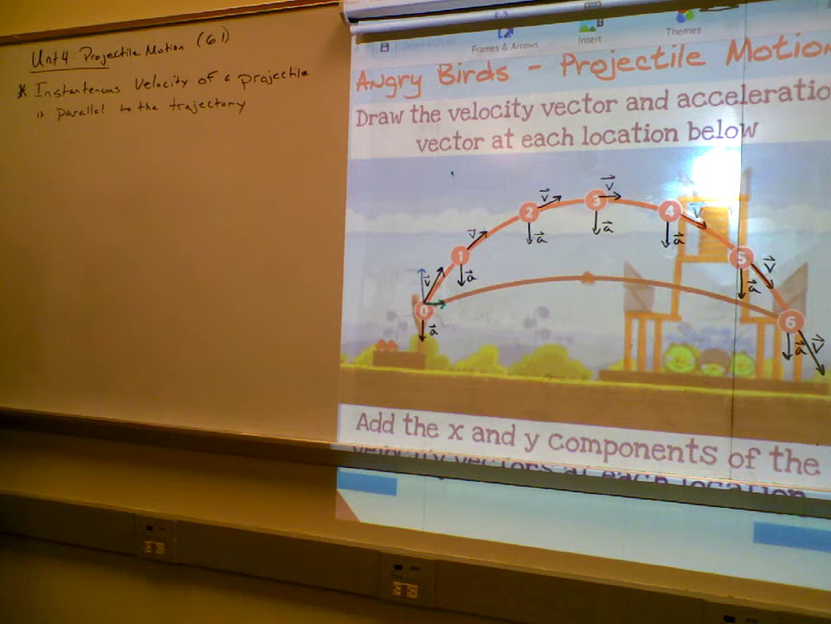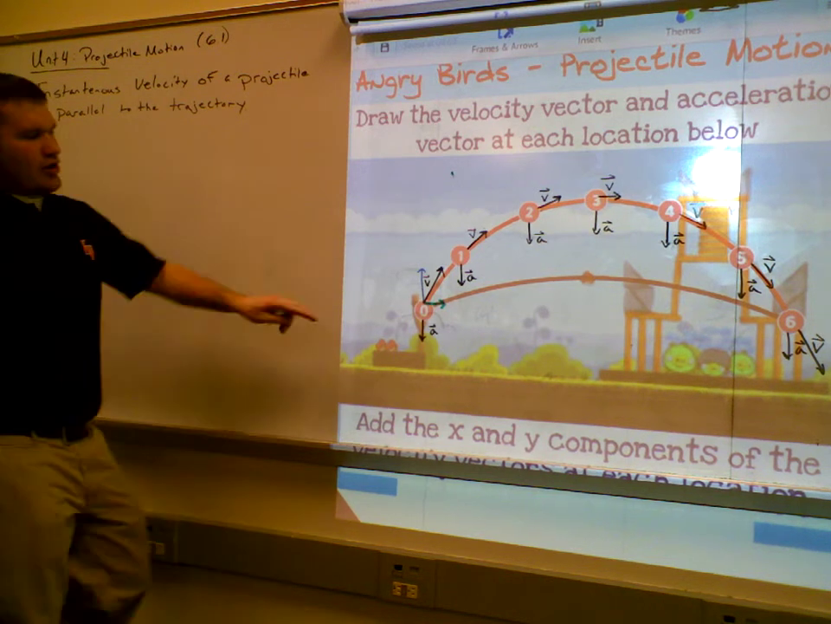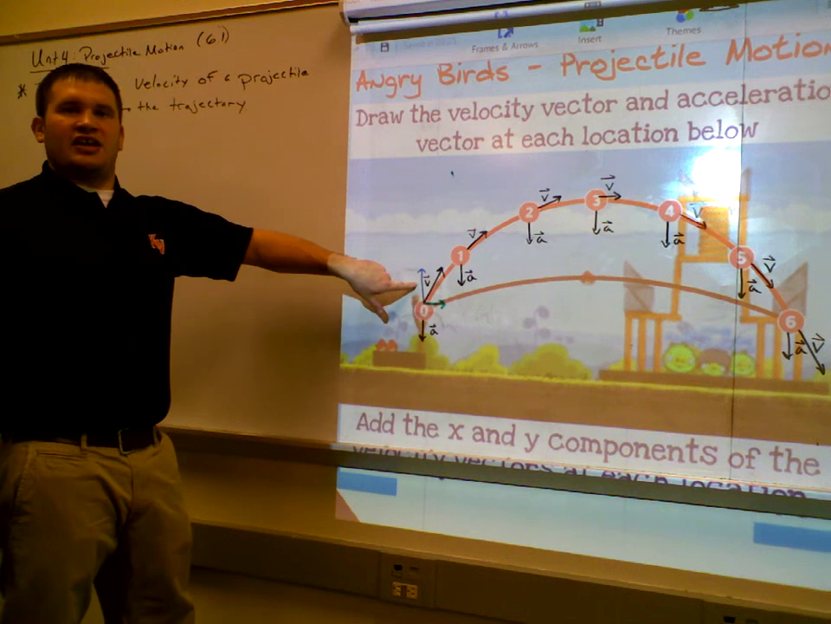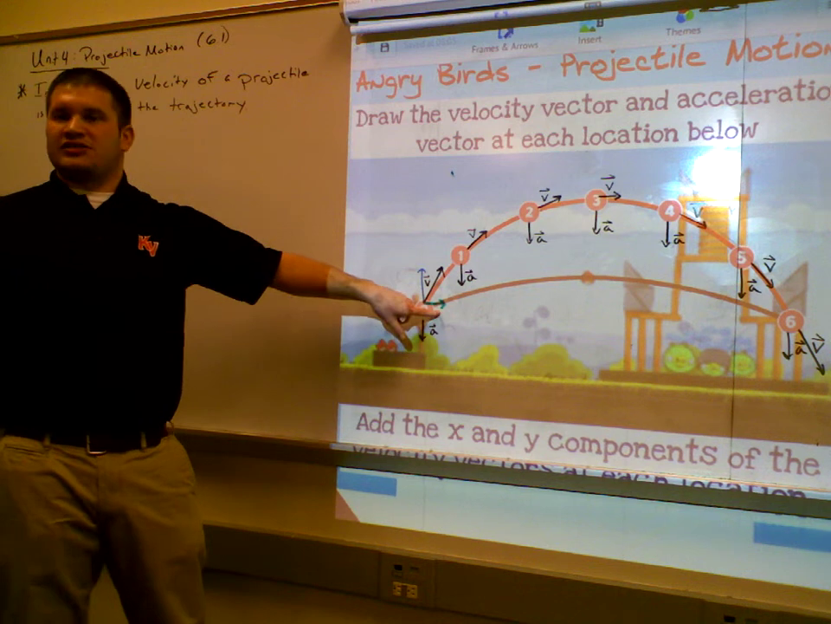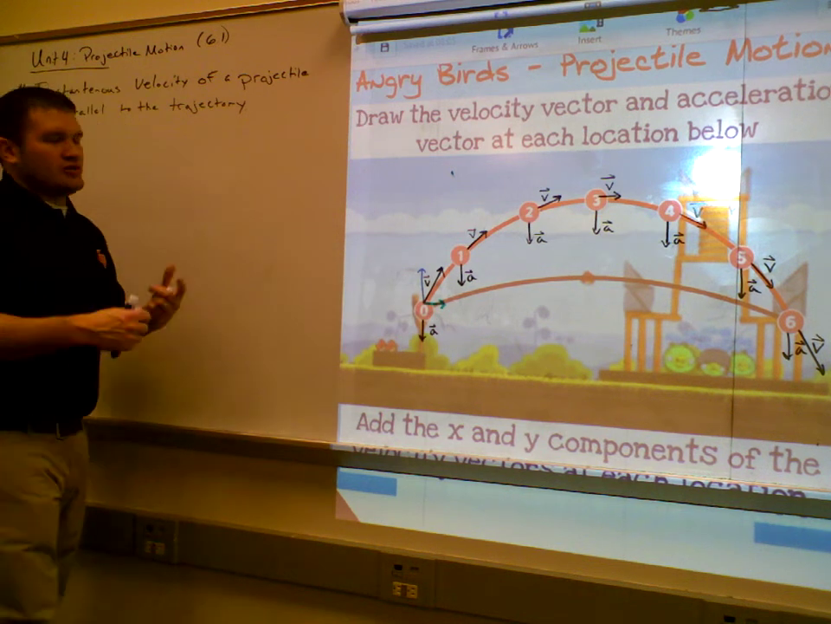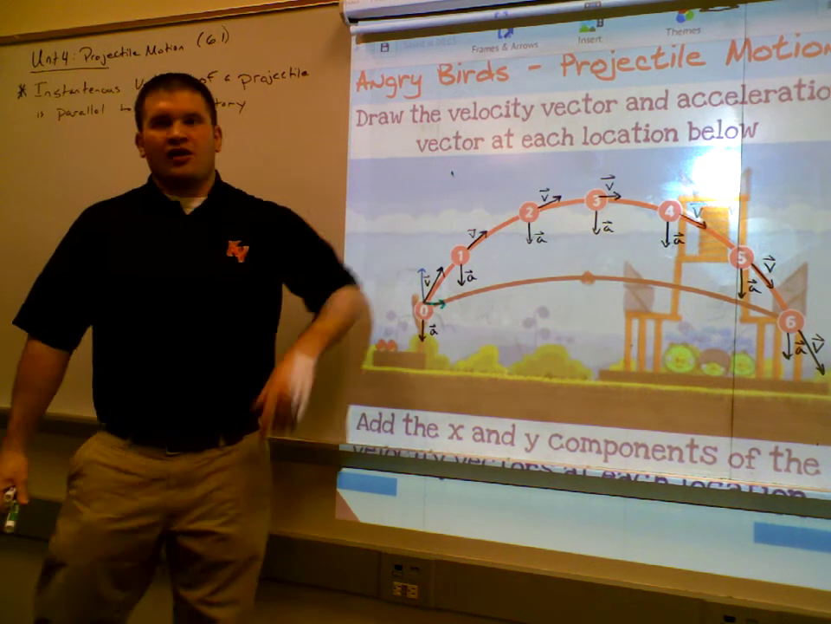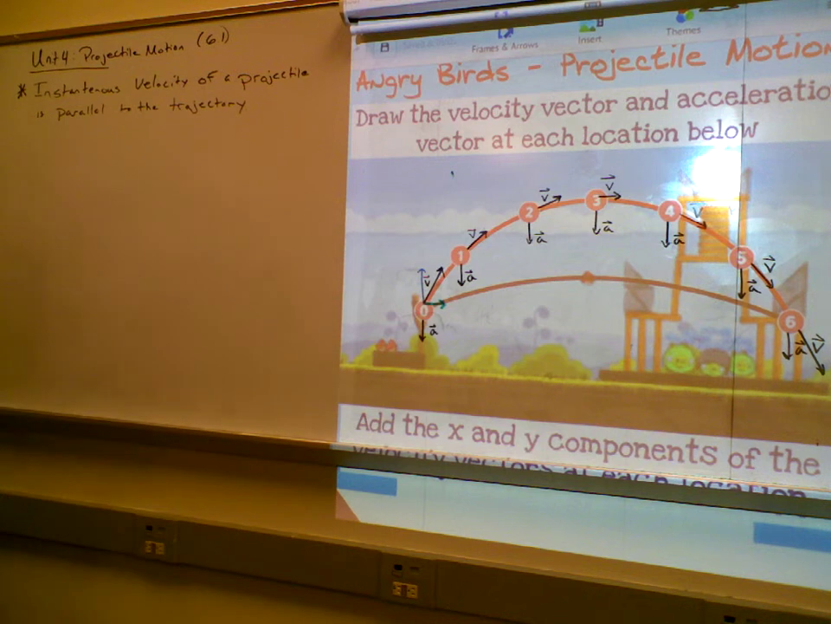So you guys see what I want you to do? I want you to draw this blue vector, which is the y component, and this green vector, which is the x component. I want you to draw those vectors at positions 1, 2, 3, 4, 5, and 6. Can you guys do that? Yeah, sure, the blue does get smaller, right? I don't know. Think about it, Skylar.